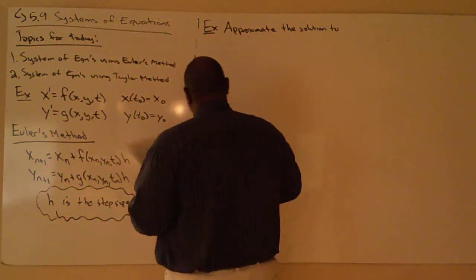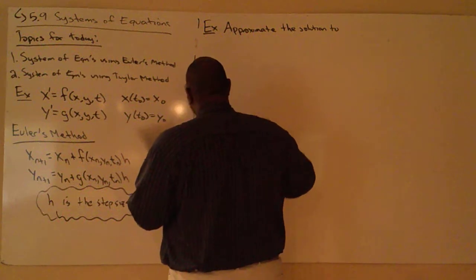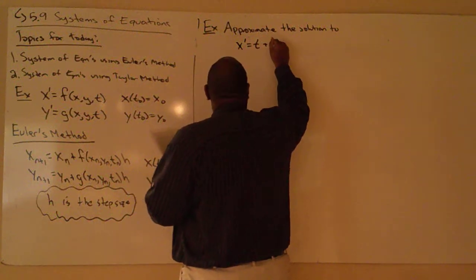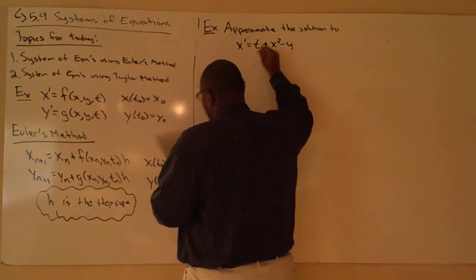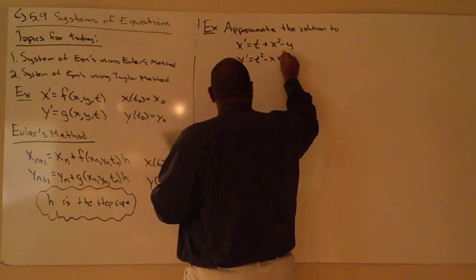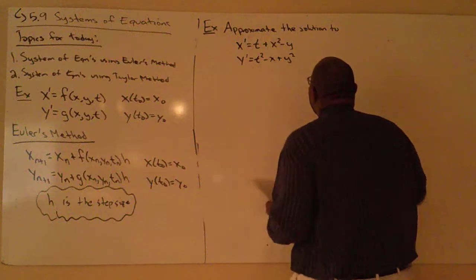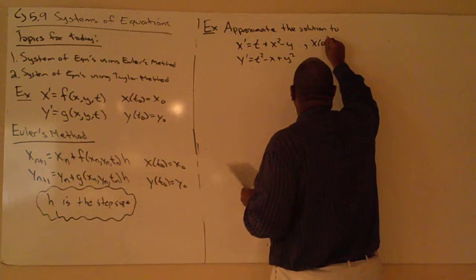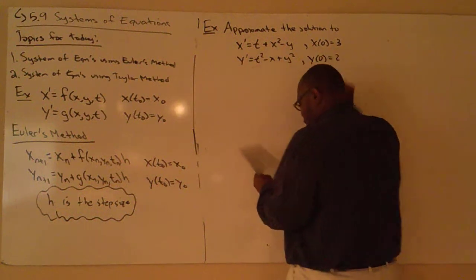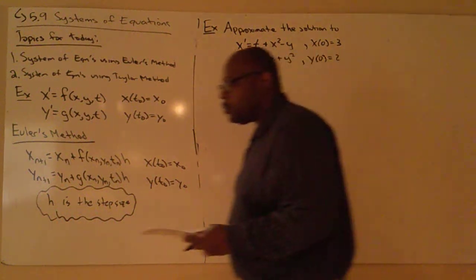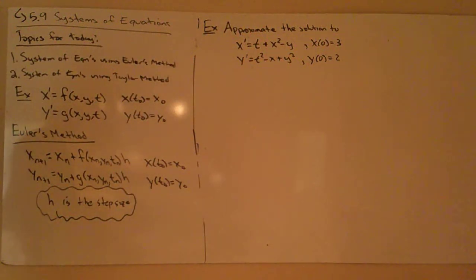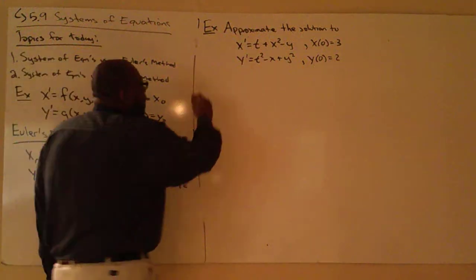Right? So in this case, I want to approximate the solution to x prime equals t plus x squared minus y. y prime equals t squared minus x plus y squared. Okay? And I have x sub 0 is equal to 3, y sub 0 is equal to 2. Okay. All right. And I'm going to use Euler's method. That's what we're going to say.